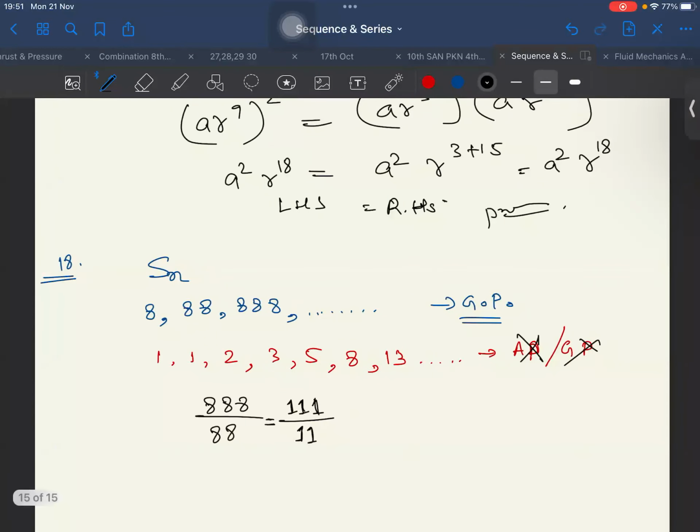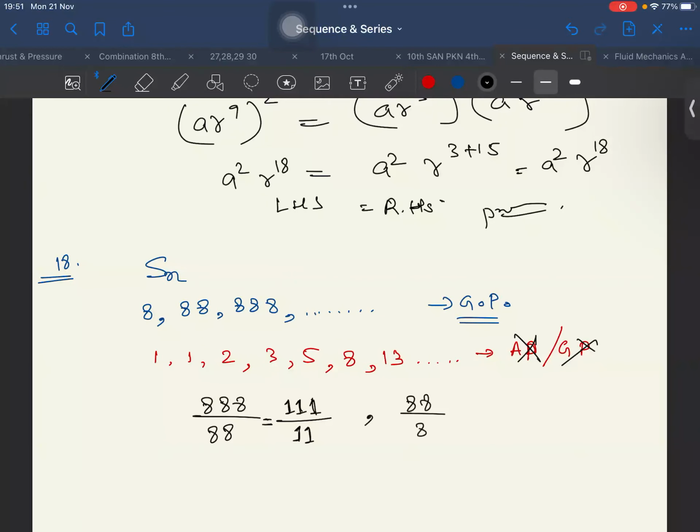Yes, sir. Okay. Now 88 divided by 8. How much are you getting? 11. So are they equal? Are they two equal? 1 upon 11 is equal to 11. Is it possible? No, sir. No, right? Because 11 into 11 we know is 121, right? If you multiply it is 121. So this is not in GP.